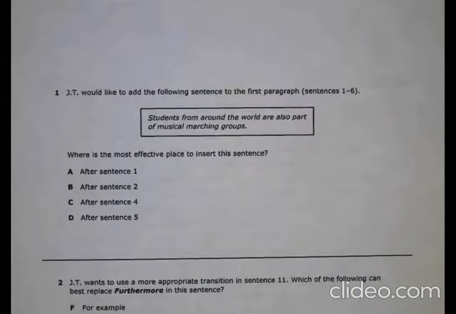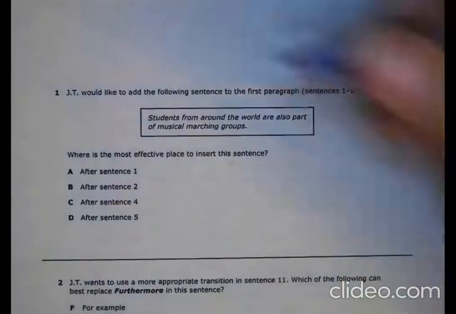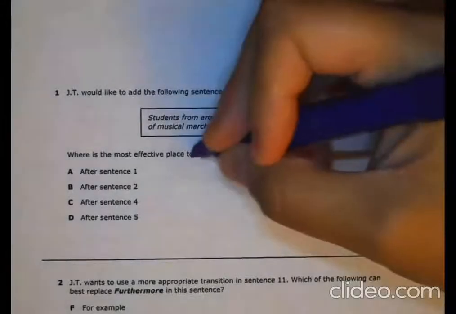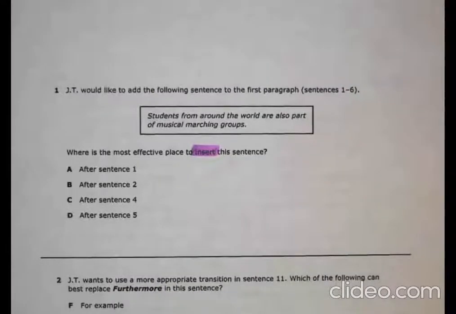For the revising section, this first question says, JT would like to add the following sentence to the first paragraph. Students from around the world are also part of musical marching groups. Where is the most effective place to insert this sentence? So what I want us to look at is that this question is an insert question.